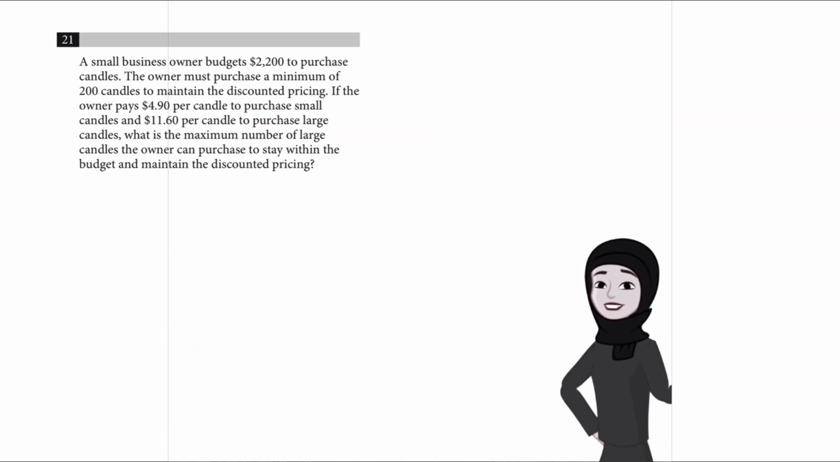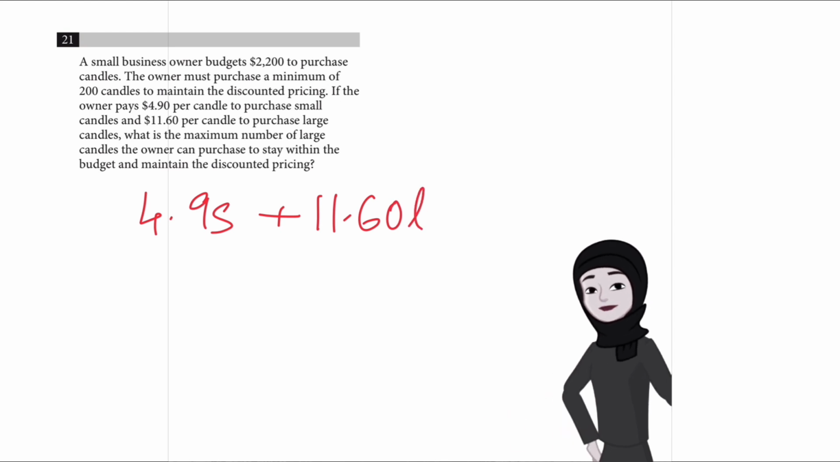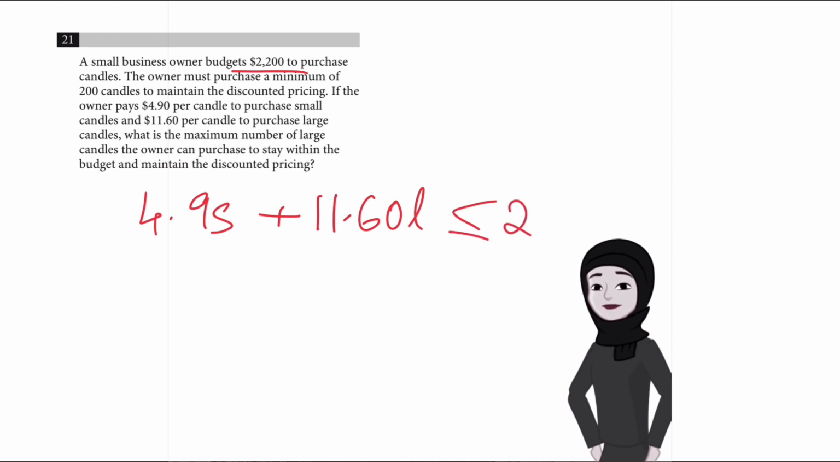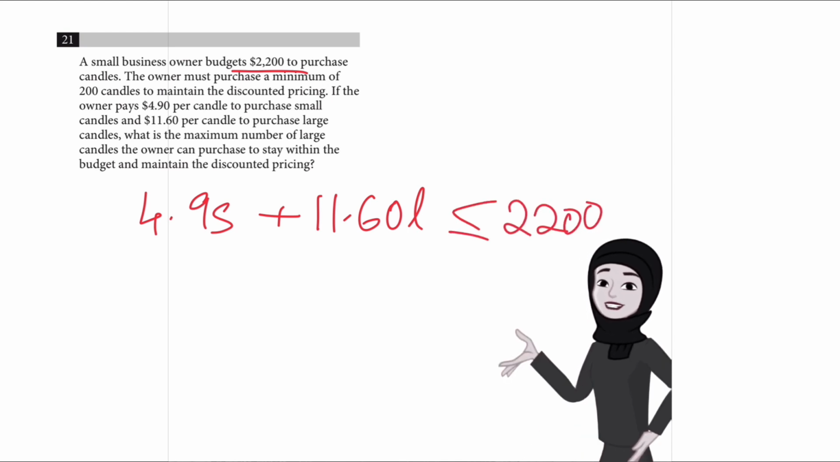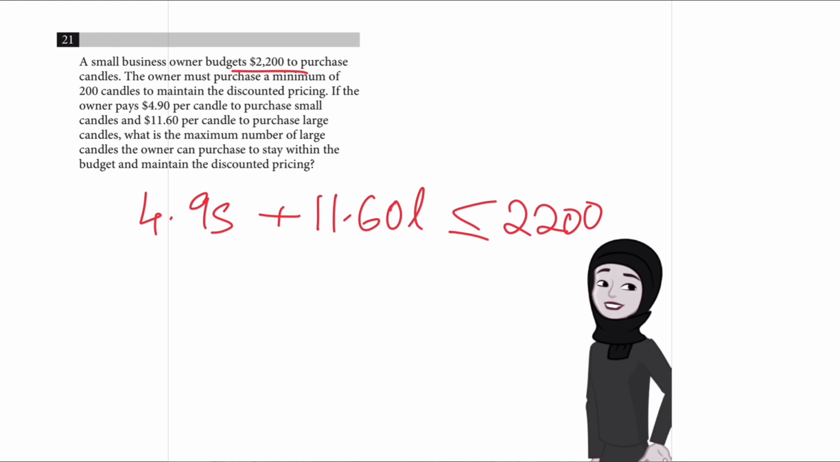So we will get 4.9S plus 11.60L, and the total he wants to keep within 2200. So this should be less than or equal to 2200. This is one inequality. He wants to maintain his budget of $2,200. He cannot exceed that, so we have set it up with a less than or equal to inequality.